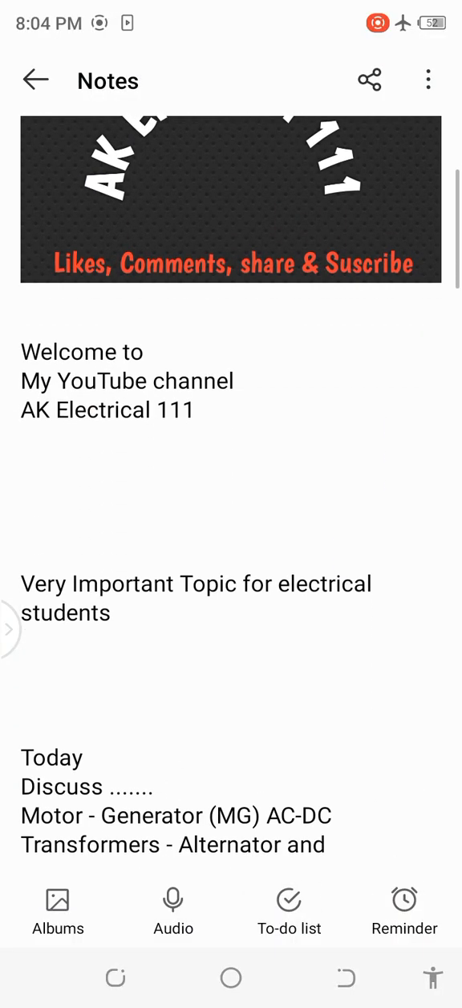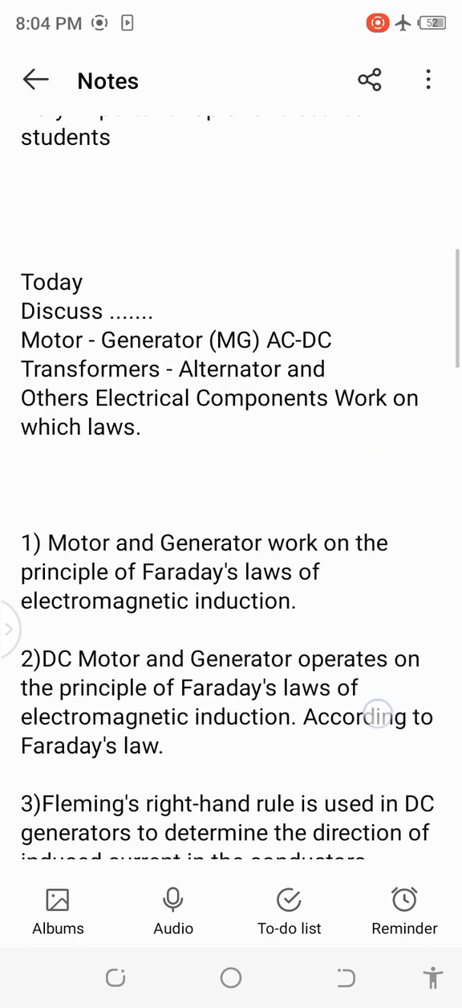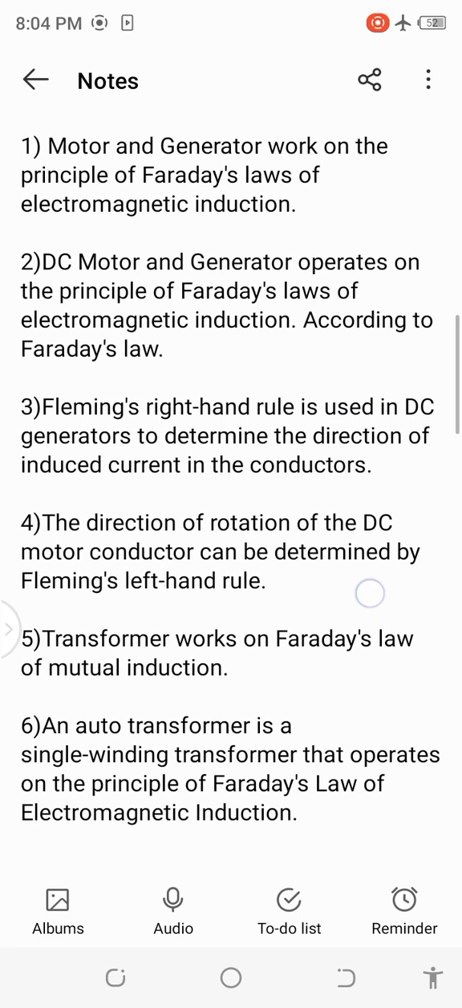Very important topic for electrical students. Today, we discuss: motor, generator, MG, AC, DC, transformers, alternator and other electrical components, which laws do they work on? 1. Motor and generator work on the principle of Faraday's laws of electromagnetic induction.